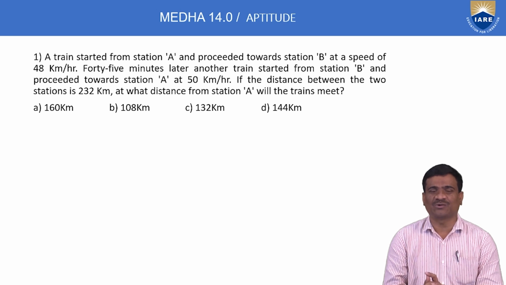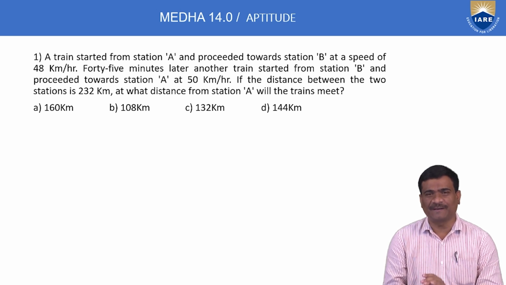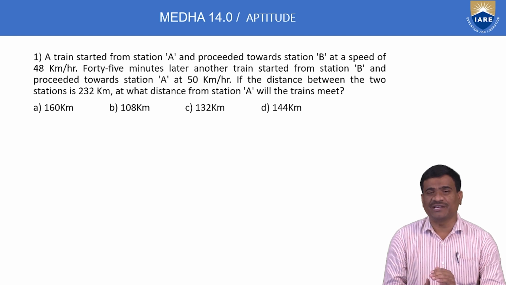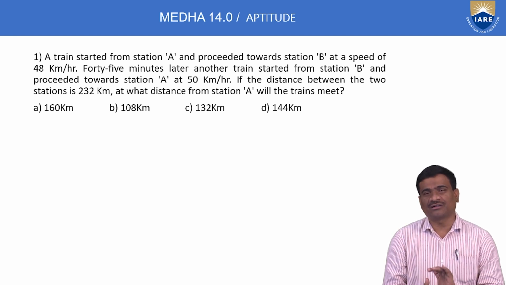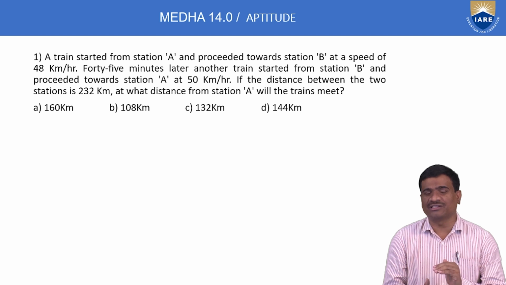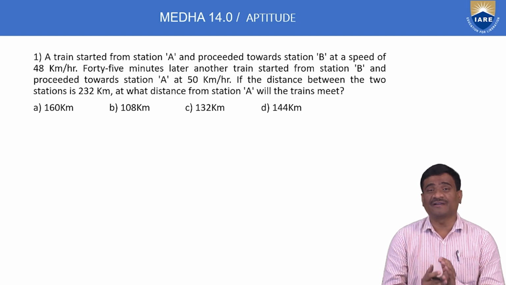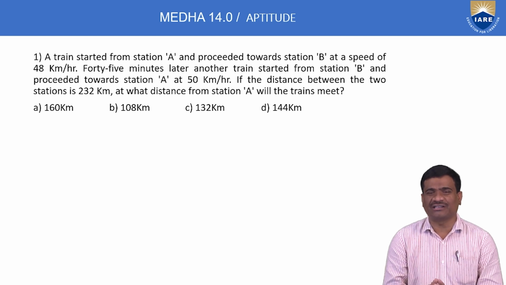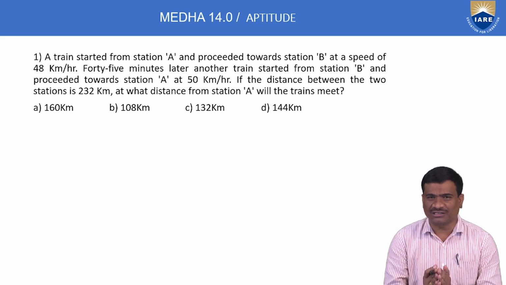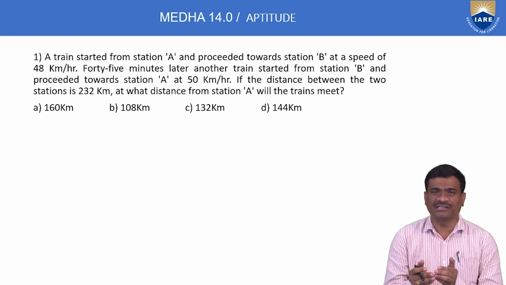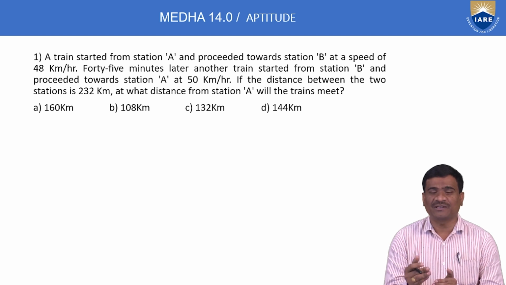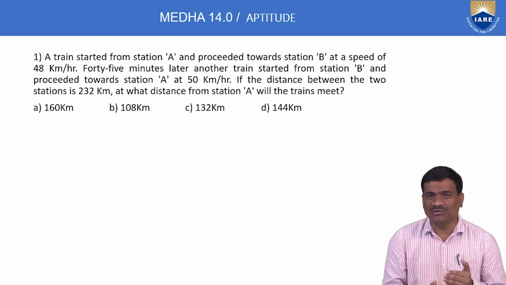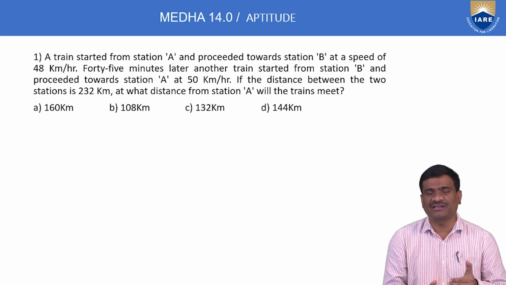Time is equal to distance by speed. Relative speed application. Here speed is calculated either in the opposite direction or the same direction. Opposite direction relative speed is equal to S1 plus S2. Same direction relative speed is equal to S1 minus S2.